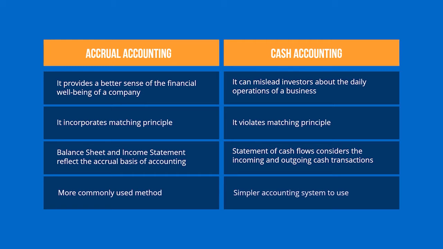The balance sheet and income statement reflect the accrual basis of accounting. The statement of cash flows considers the incoming and outgoing cash transactions. The accrual basis of accounting is commonly used by many businesses. Most financial accounting processes focus on the accrual basis of accounting. Cash basis accounting is a simpler accounting system to use than an accrual basis accounting system when tracking real-time revenues and expenses. Many small businesses opt to use the cash basis of accounting because it is simple to maintain.